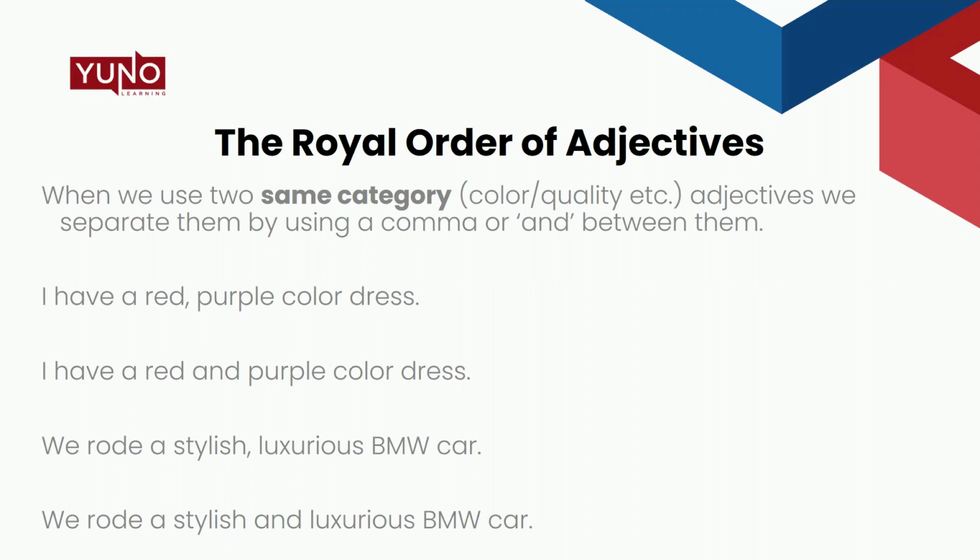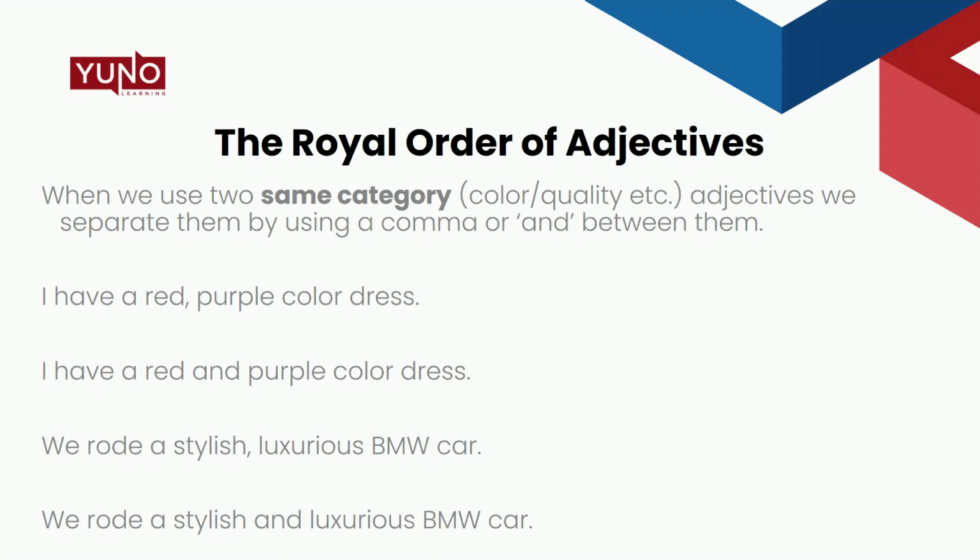We can write, I have a red, purple color dress, because red and purple, both of them, belong to the same category, which is color. Or we can also write it, which is a more familiar way for all of us in a style or manner of writing: I have a red and purple color dress.